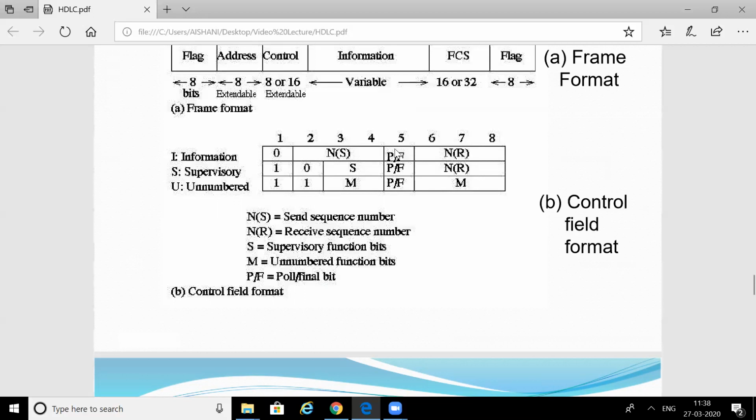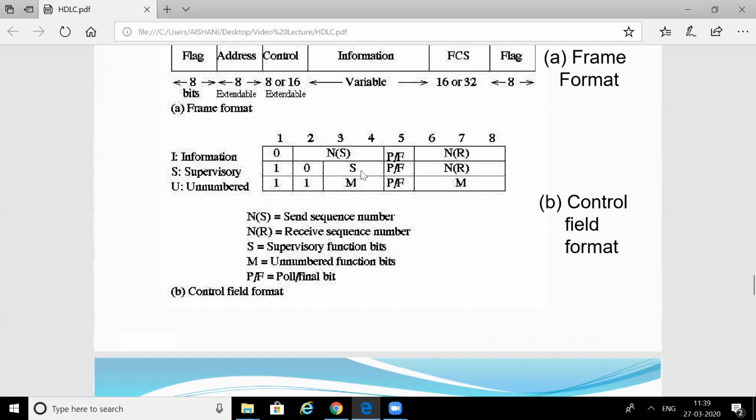So what is the poll/final bit? If the primary is sending the data, it is treated as a poll bit, and if the secondary is sending the data, it is treated as a final bit. In case of a supervisory frame, the control field will start with a 1 and then a 0. So it will start with 1 0. That means it is a supervisory frame.